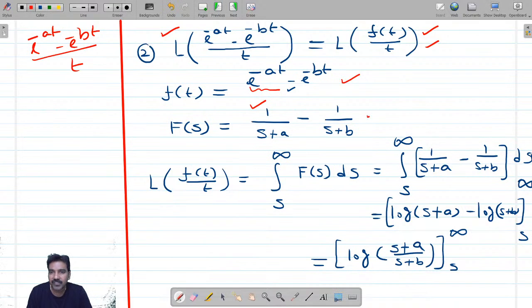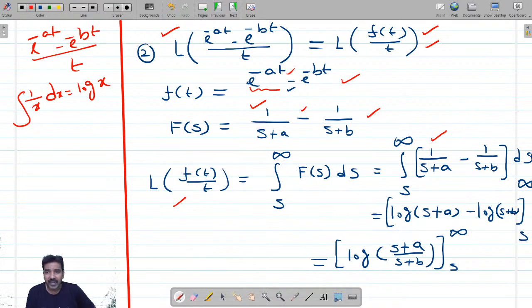Like this. Now you can apply the formula. Laplace of f of t by t is the integral from s to infinity of F of s ds. Here it is in the form 1 by x. The integral of 1 by x dx is log x. Here in place of x we have s, integration with respect to s. Okay, so you will get log of (s plus a) minus log of (s plus b).